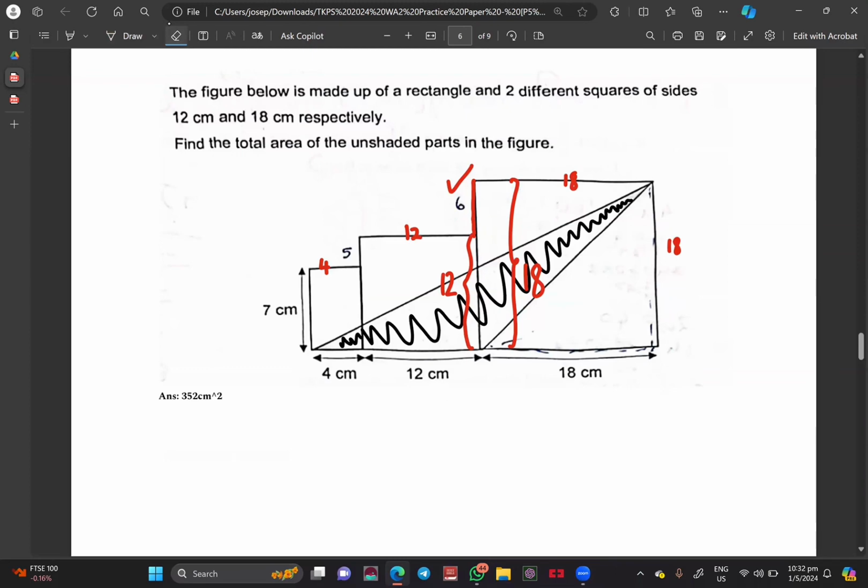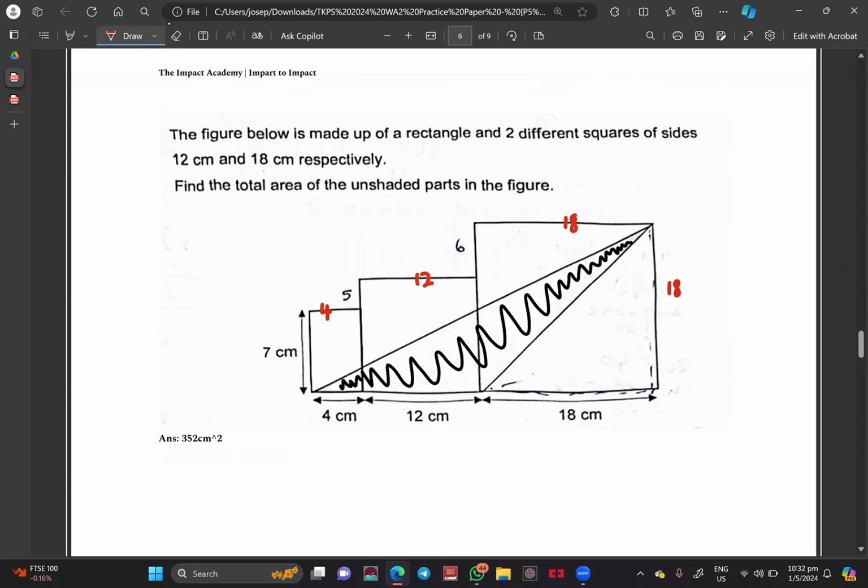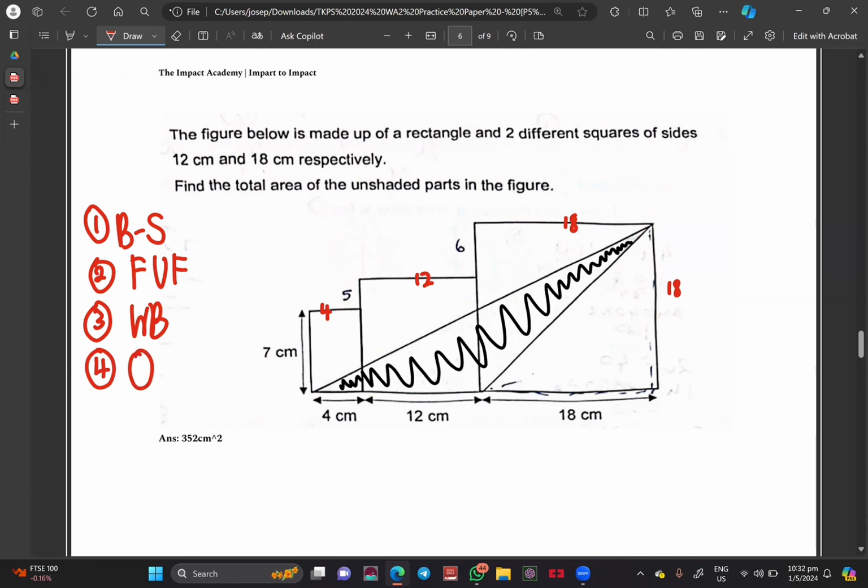Now, when we do an area of triangle, there are a few concepts that you need to remember. What do I mean by that? Let me just quickly write down all of this first. What are the concepts that you need to remember? First one is called big minus small, which is taught in P4. The second one is called folded, unfolded, which is also taught in P4. The third one is called working backwards, which I have explained earlier on. And the final one is O, which stands for overlapping.